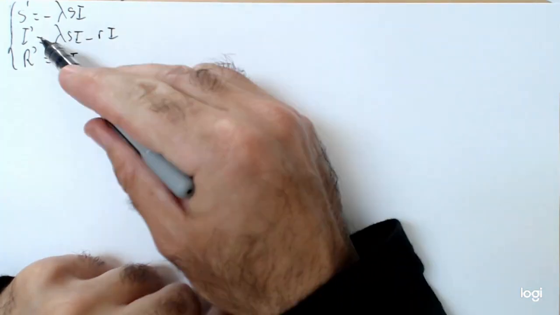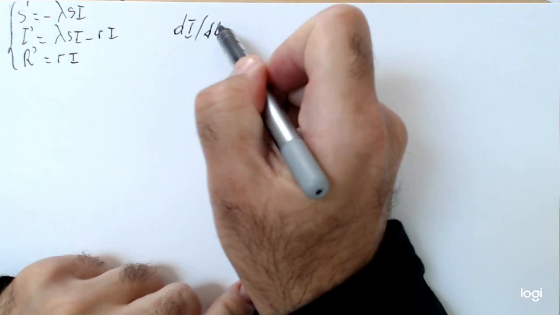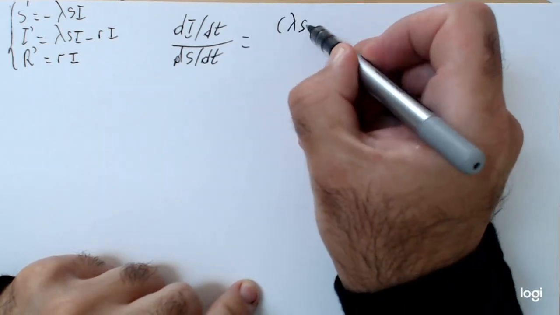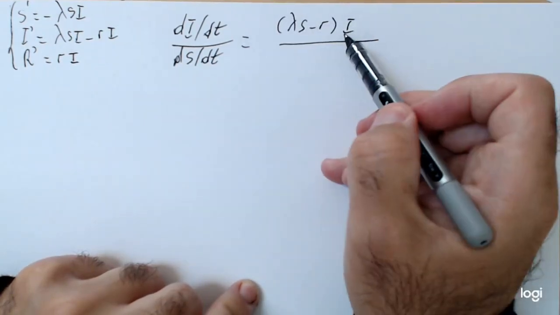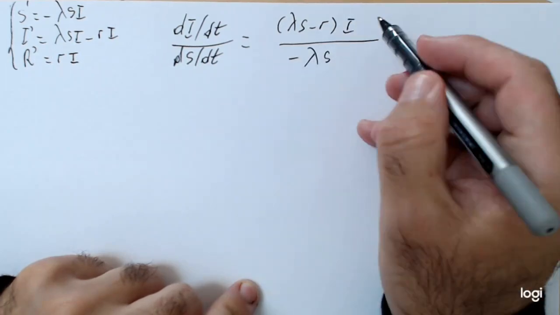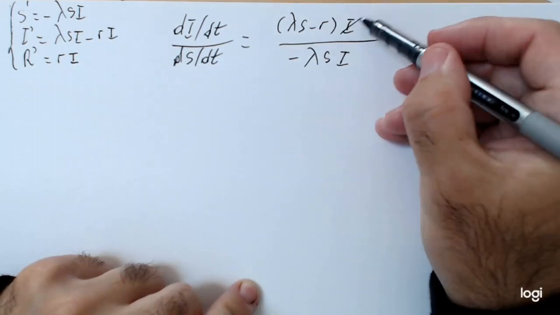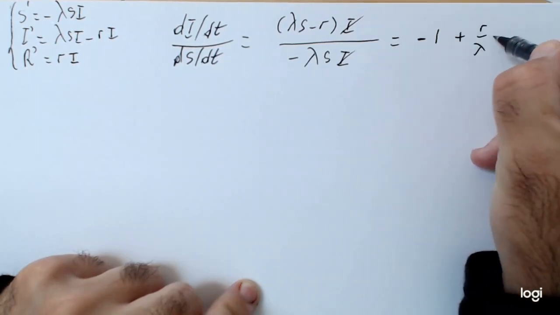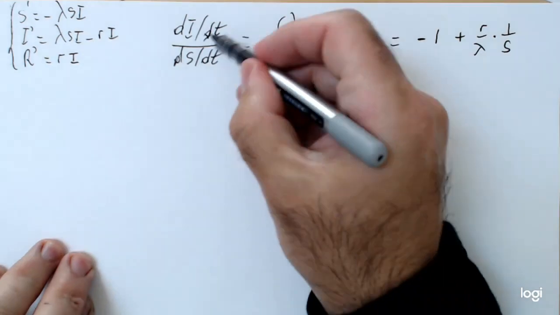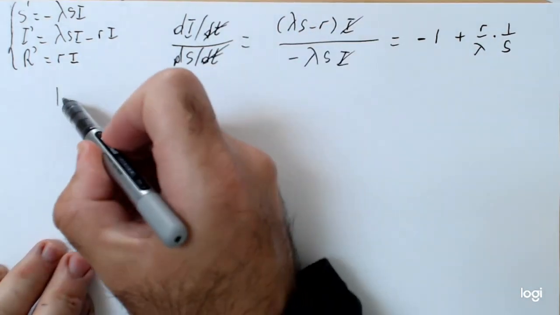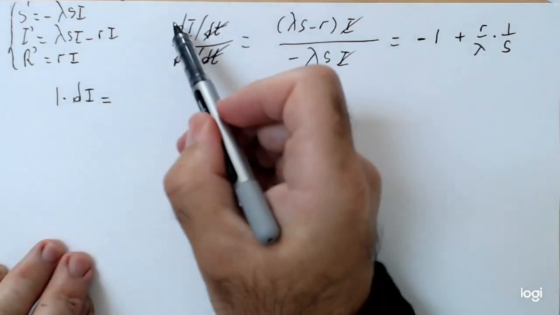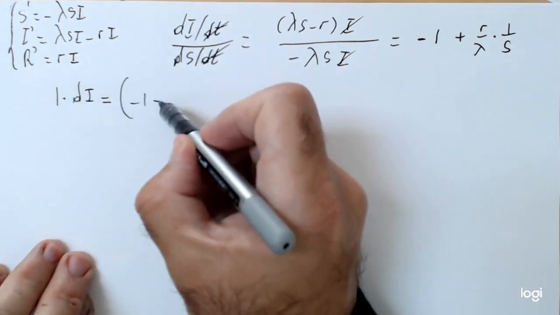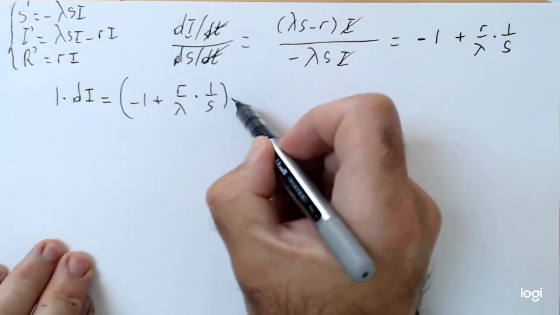So notice that I can write I prime as dI/dt and S prime as dS/dt. So if we divide the two equations and do a little bit of algebra there, I can pull out I on the first equation, it crosses out, and then if we rearrange the terms, that's minus 1 plus R over lambda, 1 over S. So dt cancels, and we can write essentially the whole equality as two differentials equal to each other. So 1 times dI on the left, think of the left side as a differential in I, and the right-hand side as a differential in S.